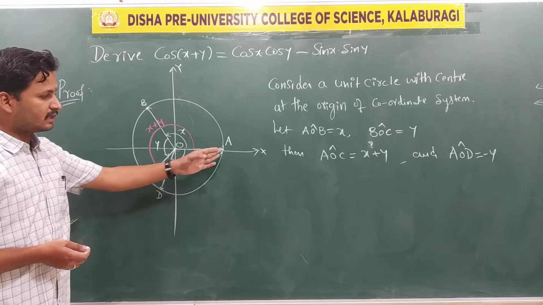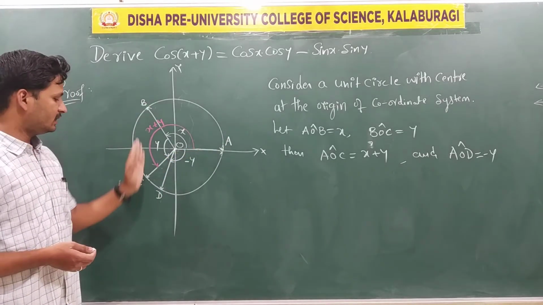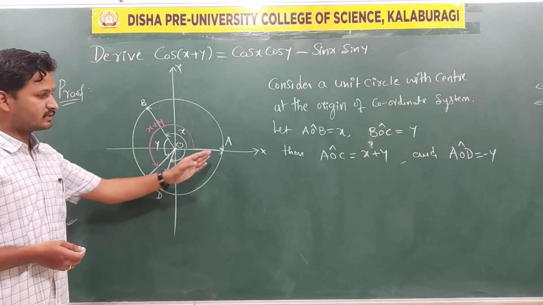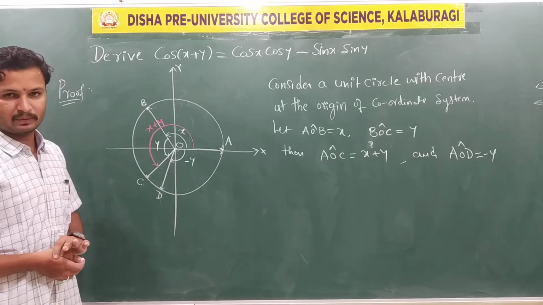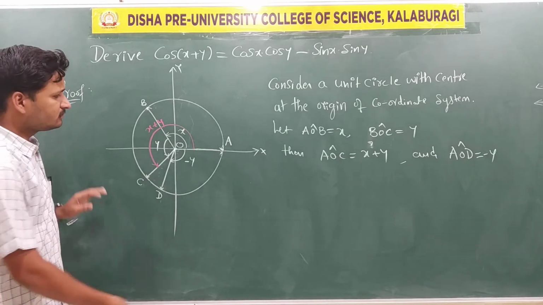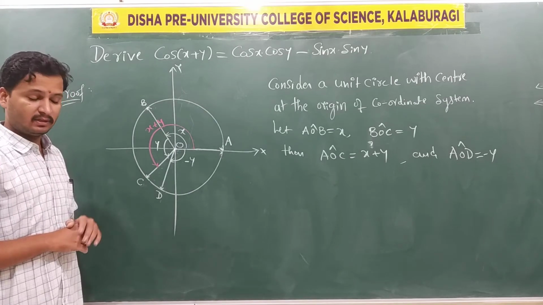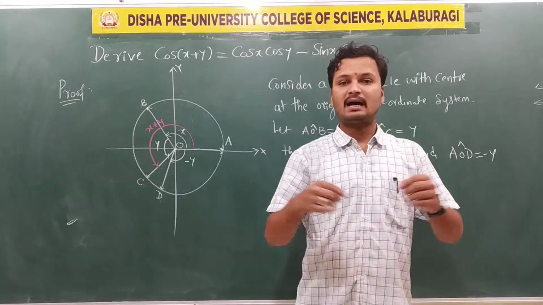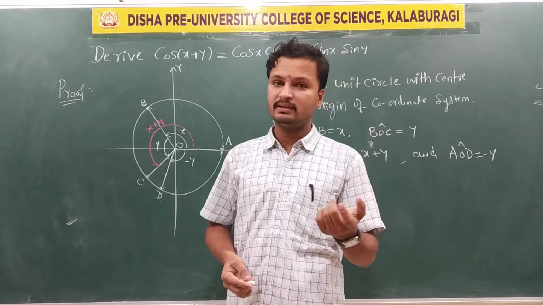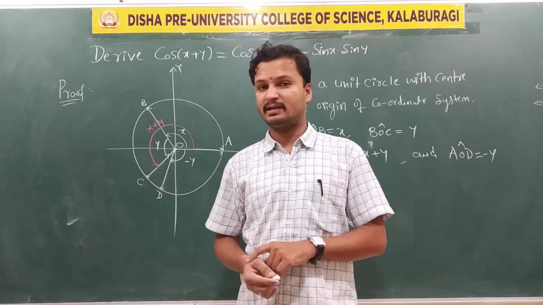Okay. So then we need to write the coordinates of the points A, B, C, D. So what exactly are the coordinates of A, B, C and D? Let us write. See, this is the unit circle. Unit circle means any arbitrary point on the circle can be represented by using the cos function and sine function.